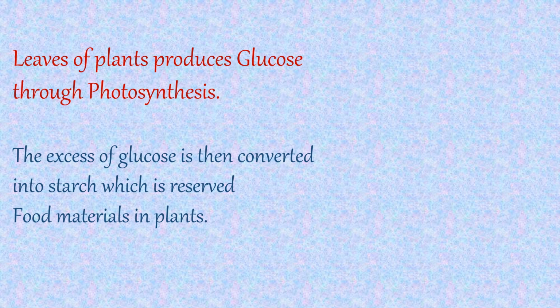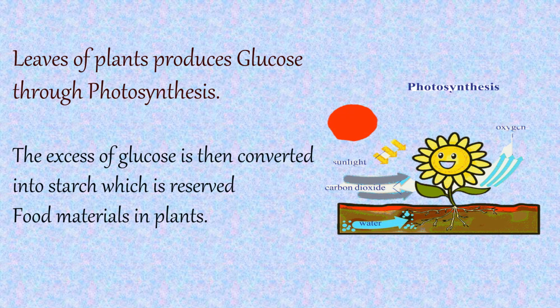Now that leaves of plants produce glucose through photosynthesis. The excess of glucose is then converted into starch, which is reserved food material in plants. Let us do a small experiment to prove the presence of starch in leaf.